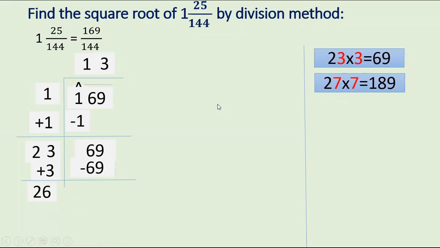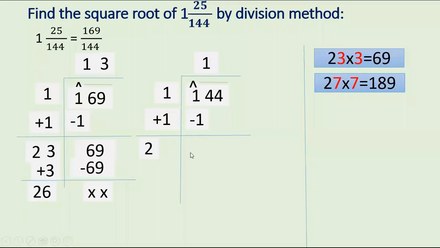Now what about the denominator? In the denominator, there is a cap on 1 and there is a pair of 44. So we get 1 into 1 is 1. And on the left hand side, 1. So we get 1 plus 1 is 2.